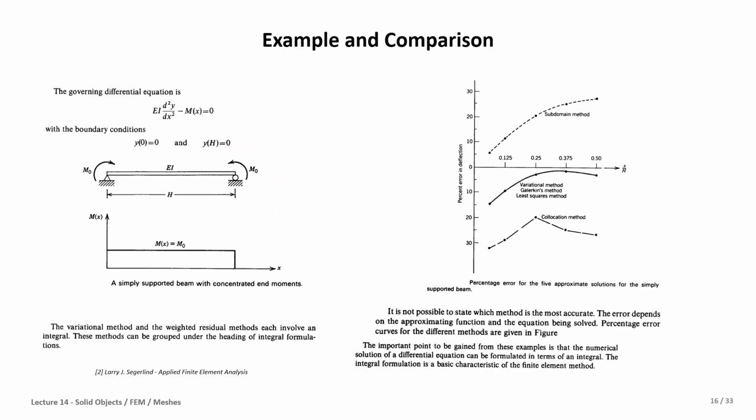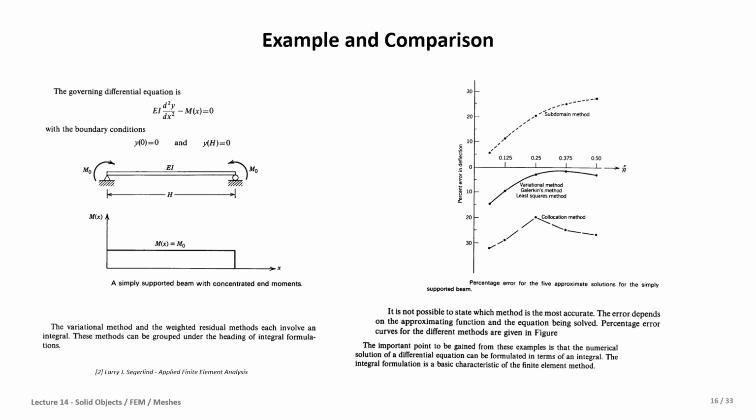We talked about the different available methods in the finite element method. Here is an example to present their differences: the variational method, Galerkin method, least square method, collocation method, and subdomain method. As you can see, here are the governing differential equation and boundary conditions for a simply supported beam with a concentrated end moment. And when it's solved with different methods, we can see the percent error and how it looks.